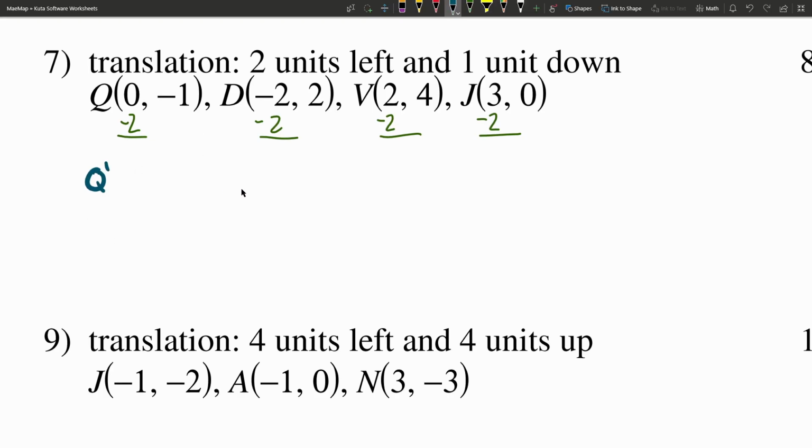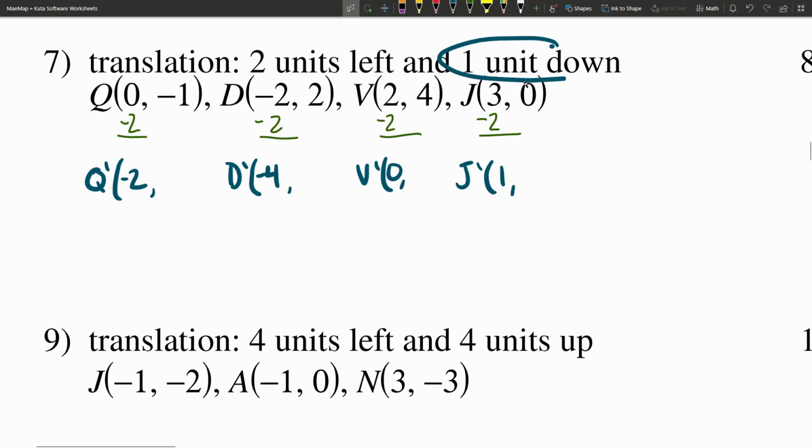So Q prime, D prime, V prime, and J prime, starting out, figuring out those x coordinates. 0 minus 2 is a -2. -2 minus 2 is a -4. 2 minus 2 is going to be 0. And 3 minus 2 is going to be 1. Now, we're going to shift 1 unit down, which remember, 1 unit down is subtracting 1 in the y direction. So subtracting 1 from each of my y coordinates now.